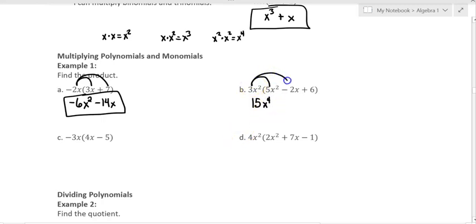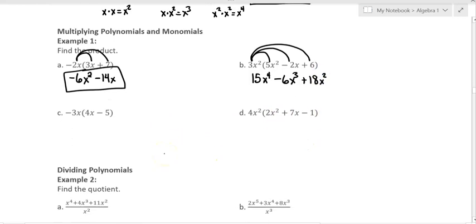Now do 3x squared times -2x. 3 times -2 is -6. X squared times x is x cubed. And then 3x squared times 6, 3 times 6 is 18, and then you still have x squared.